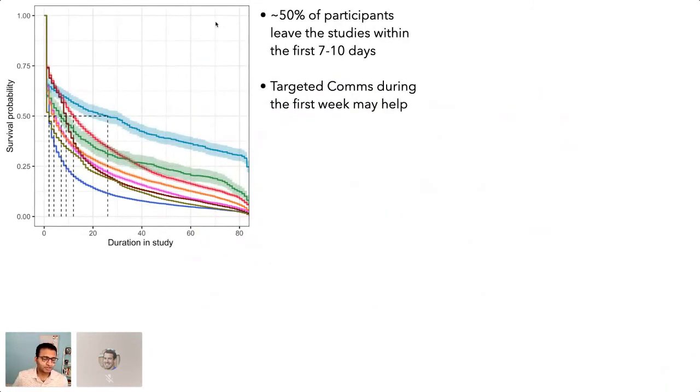So this is what Anukriti was asking. This is a survival curve showing what proportions of people last in a study for how long. And the take-home message is we lose about 50% of the participants in the first 7 to 10 days. This is not as bleak as it sounds. Let me highlight it, right?